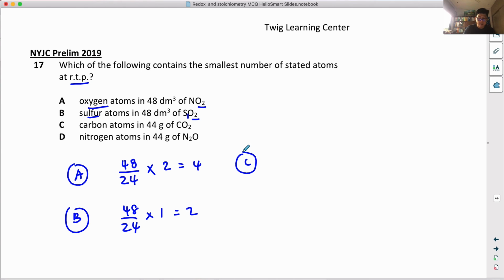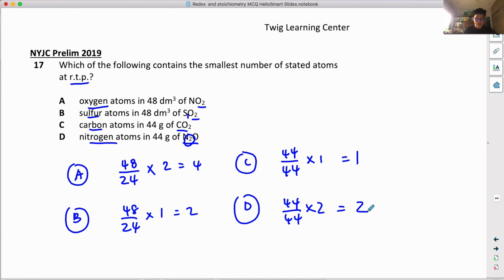Let's look at C. 44 divided by 44. 44 is the MR of carbon dioxide, but every molecule only has one carbon. They want carbon, so I multiply by 1. So this gives you a value of 1. D. The N2O, the MR is also 44. So this is the number of moles of N2O. They want nitrogen atoms, so you must multiply by 2. So this gives you a value of 2. So the answer has to be C, the smallest number of stated atoms, which is 1. This answer is C.